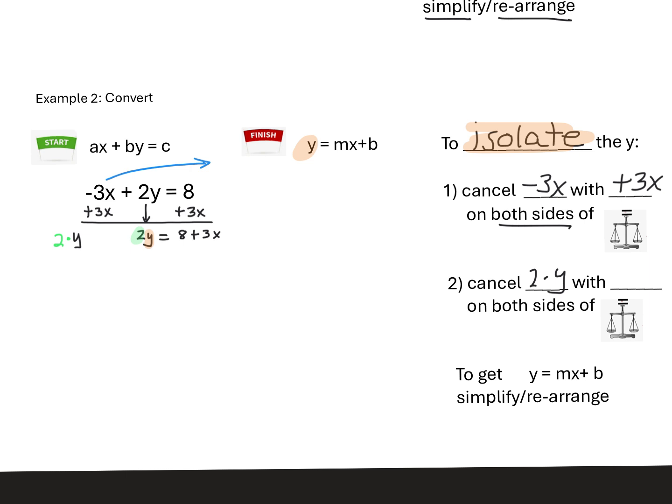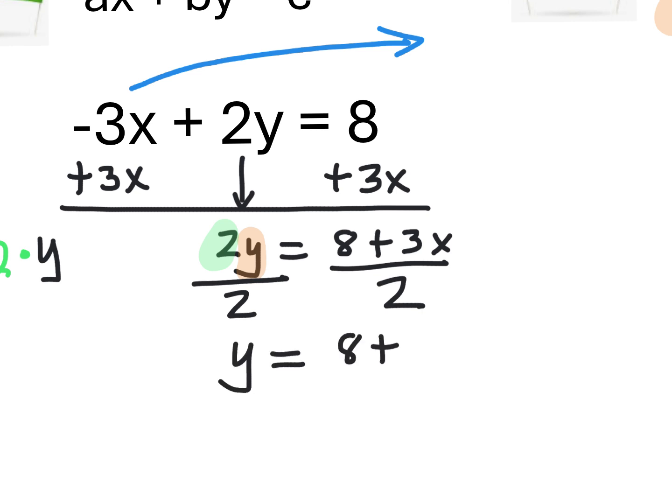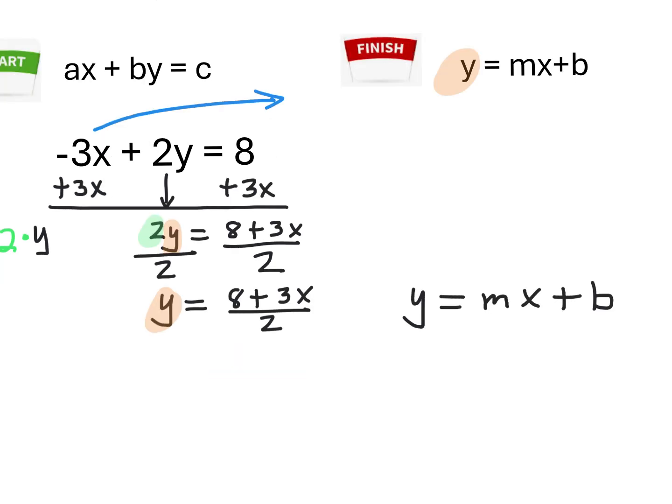And what is the inverse? What is the opposite of multiplication? You got it, division. So we're going to divide both sides of our equal sign by 2. So remember, we write division as a fraction bar. So that 2 is now going to be canceled out. We have achieved our goal of isolating the x. I'm sorry, oops, I've achieved my goal of isolating the y.